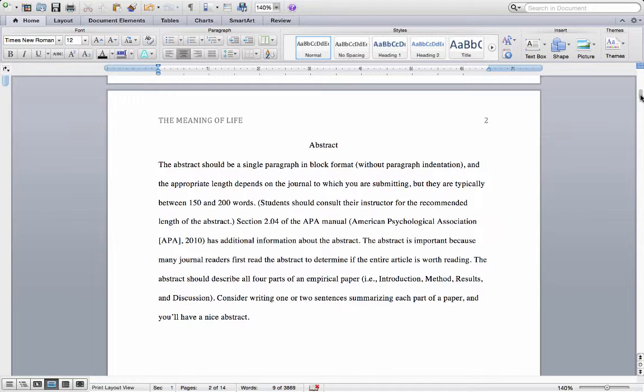Always wait until after you've written your paper to write the abstract. If you're struggling with how to format it or what to include, draw inspiration from the abstracts of the papers and articles you used in your own research.